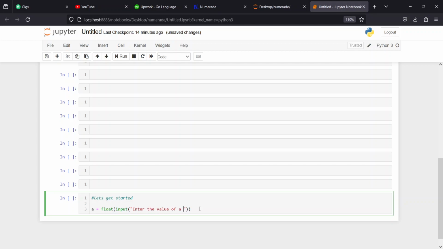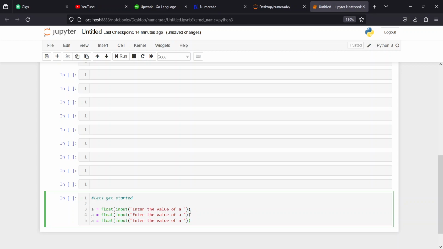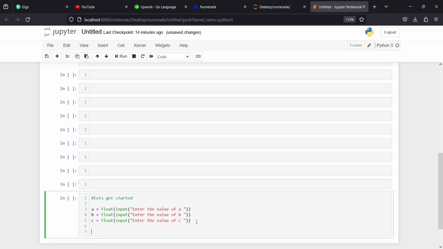So I'm going to copy it two times. This will be for b, and we have to change it here as well. B, this will be c, and here it will be c. Okay, so now we have to find the discriminant.